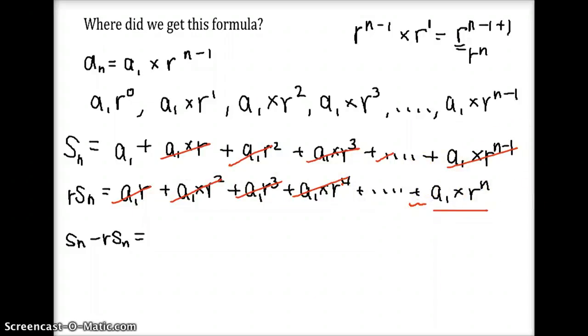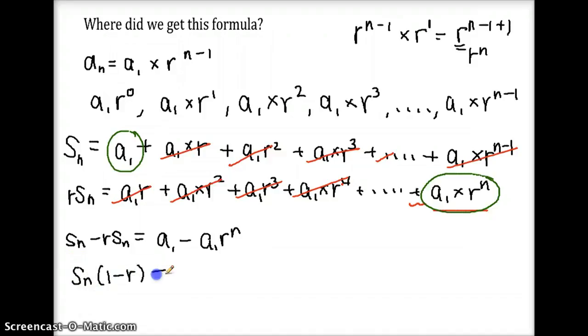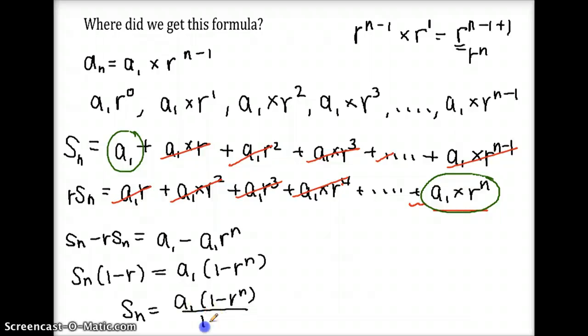So the only terms we are left with are a sub 1 and a sub 1 times r to the power of n. So if we subtract that, we have a sub 1 minus a sub 1 times r to the power of n. And then I'm just going to solve this for Sn. So I'm going to do Sn times 1 minus r equals, and I'm going to take out the a sub 1, so I have 1 minus r to the power of n. And then to solve for S sub n, we have S sub n equals a sub 1 times 1 minus r to the n over 1 minus r.